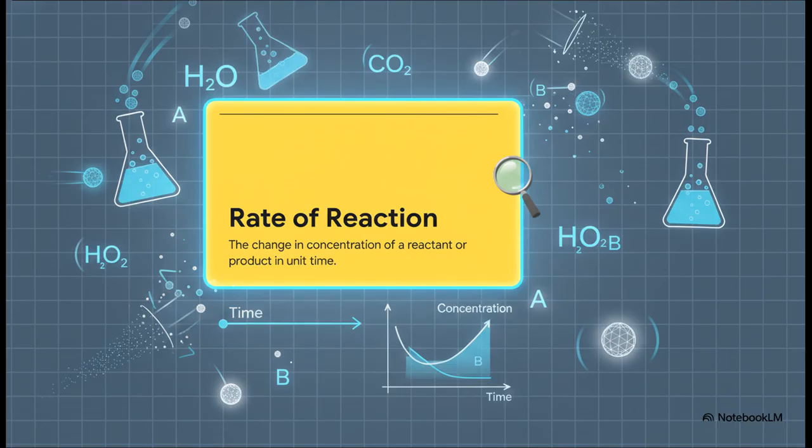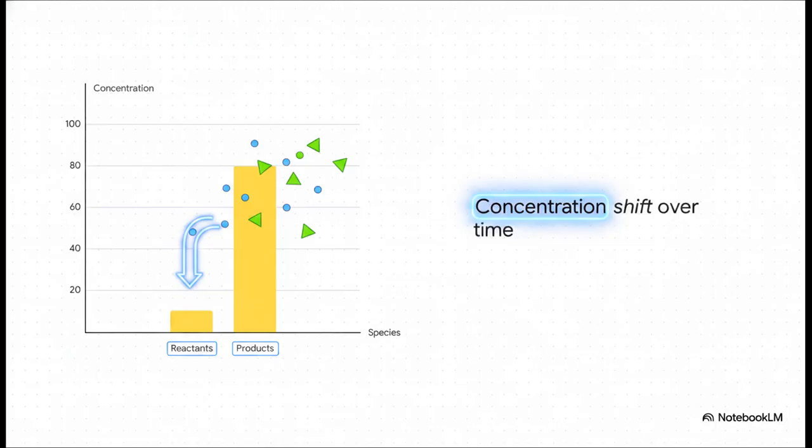Listen carefully to this. Rate of reaction simply means the change in concentration of a reactant or product in unit time. Basically, in a given amount of time, how many reactants are being consumed, or instead, how many products are being formed. It is that simple. Just look at this visual shift right here. As the reaction moves forward and time passes, look at the first bar. The reactants are going down. Their concentration is decreasing over time. And in that exact same time frame, the products bar is shooting straight up. Reactants drop, products rise. That shift right there, that is exactly what the rate of reaction is.